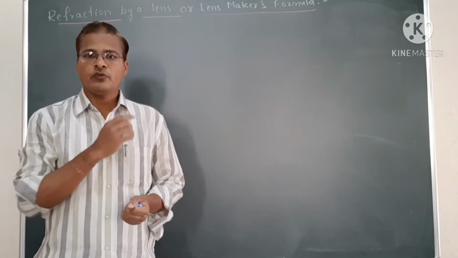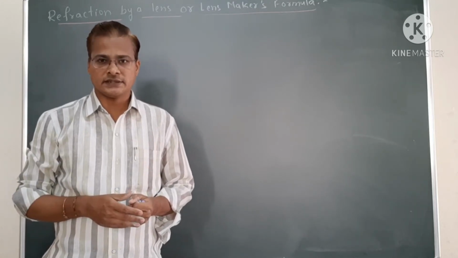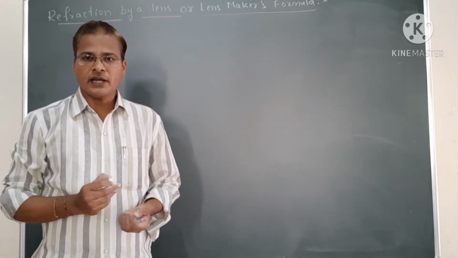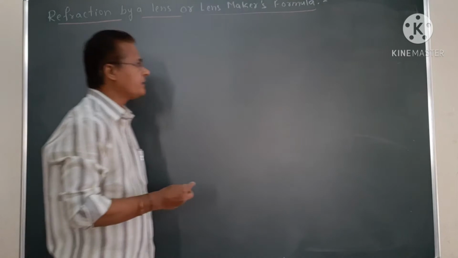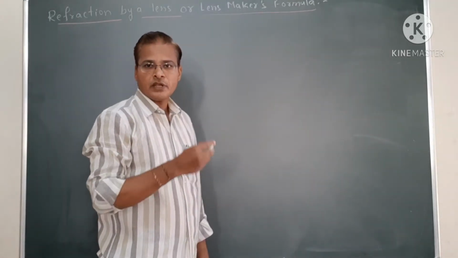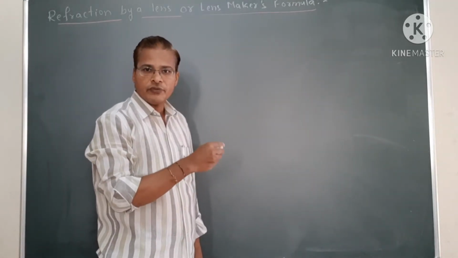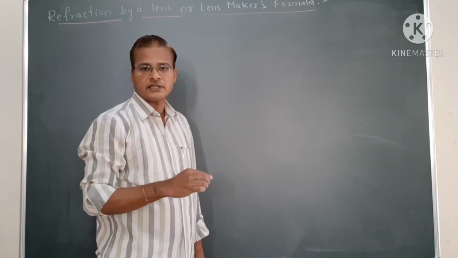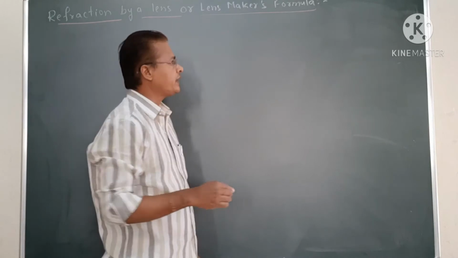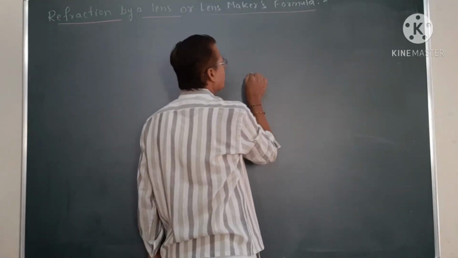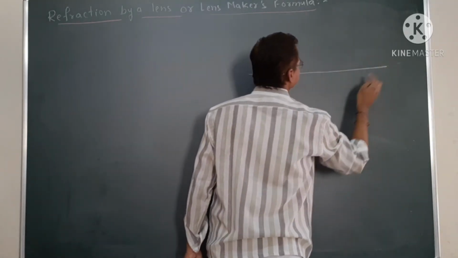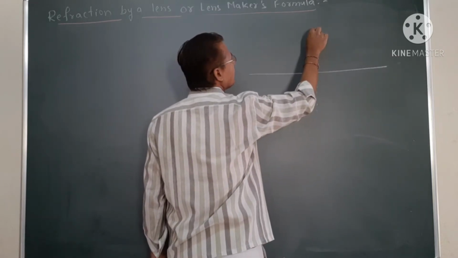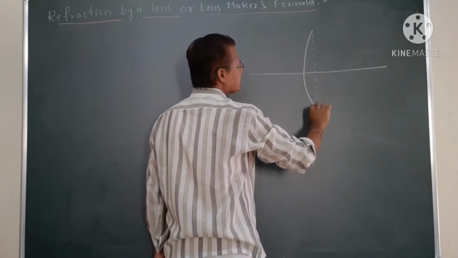So here we are using a convex lens. I am going to draw the ray diagram here. Please see carefully, because this is how we have to draw it in the exam, whether the preparatory exam or the annual examination. So this is the principal axis. This is the convex lens.